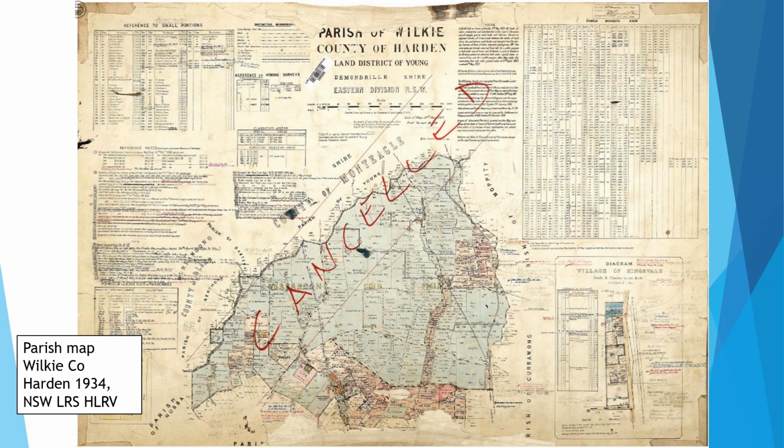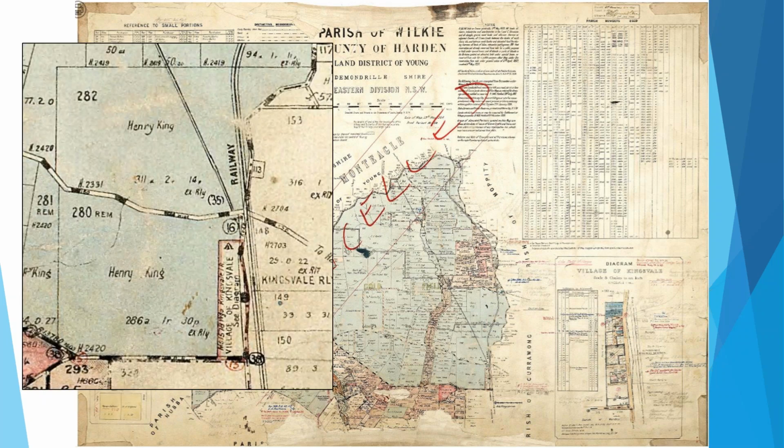And we know this is 1934 because it tells us on the map. Now the first thing I've done is just blown up some of the map, and then what we can see here are two blocks of land with the name Henry King on them. We can see that they're portion number 280, portion number 282. That's important because that tells us where that land is in that parish.